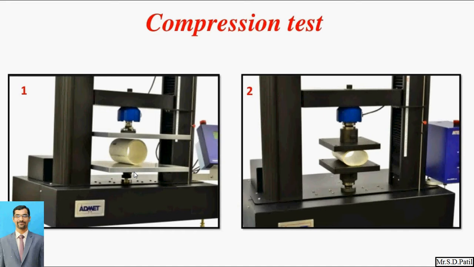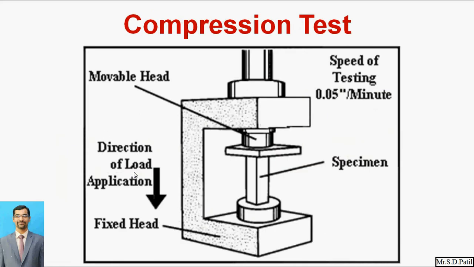So for ductile materials there is a different kind of failure pattern. But in case of brittle material, we will get a fracture, and we will see those patterns in the next part of the slides. So this is the schematic arrangement and nomenclature of the compressive testing machine. This is the movable head.